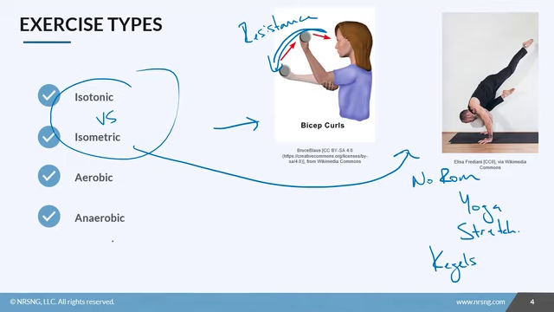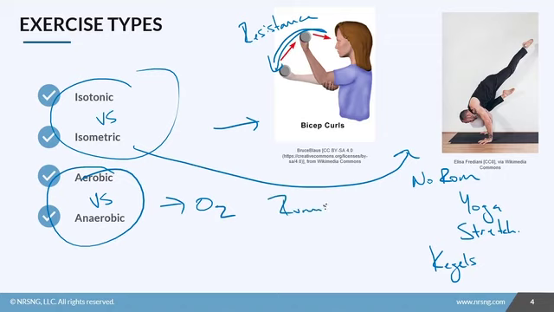The other thing that we're going to look at with exercise types is aerobic versus anaerobic exercise. These two really deal with the presence of oxygen throughout an exercise. Your aerobic exercises are going to be things like running or jogging.